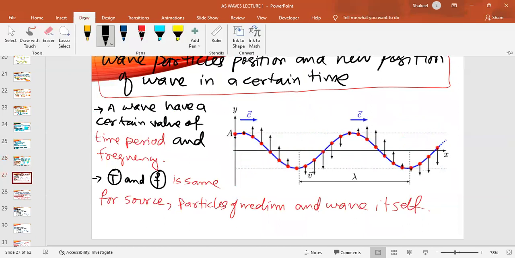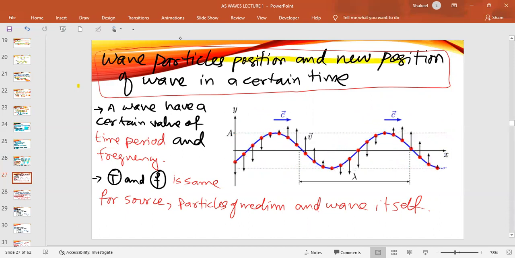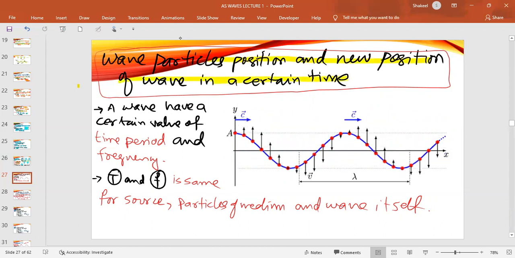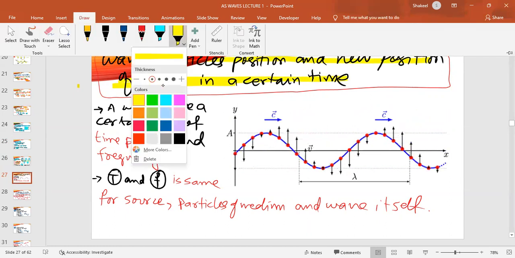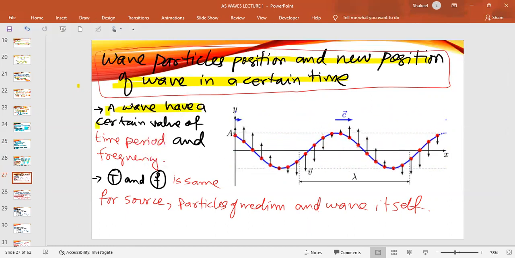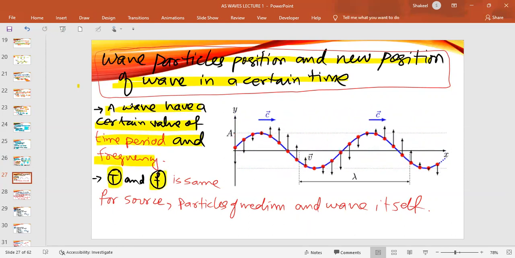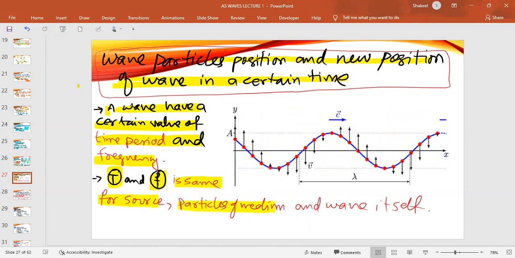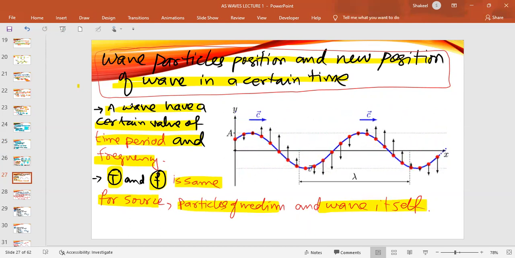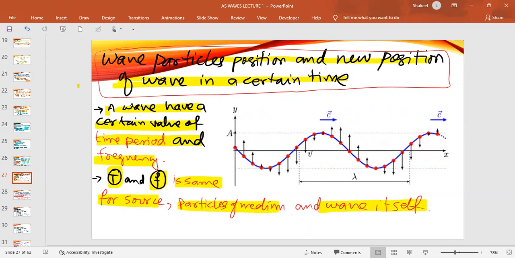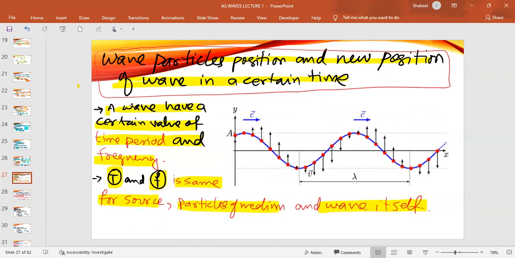Okay, now let's move on to a very, very important topic for this first chapter. Wave particle position and the new position of wave in a certain time. Okay, you know that a wave has a certain value of time period and frequency. So time period and frequency is the same for the source, particles of the medium, and the wave itself. Like, it's exactly the same for the source, for the wave, and for the particles of the medium which are moving.